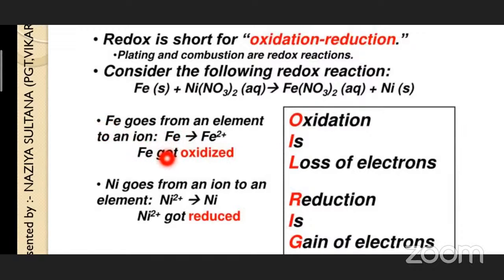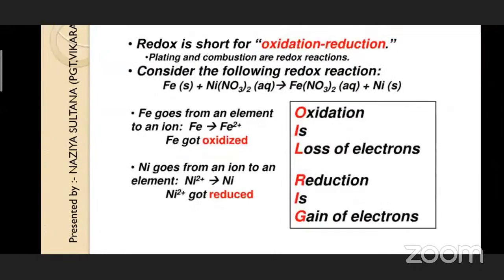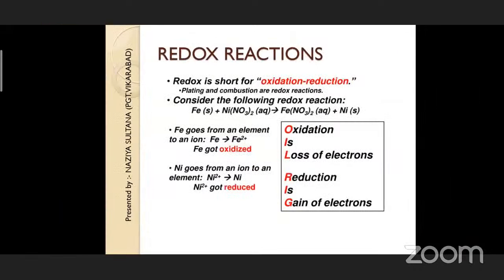So what is happening? There is an increase. 0 is becoming plus 2. Nothing is there means it is 0. Oxidation state is 0. 0 is becoming plus 2. So that is oxidation. And observe here, nickel. Nickel is changing from plus 2 to 0. This is reduction. So we will further go through this in the next class.